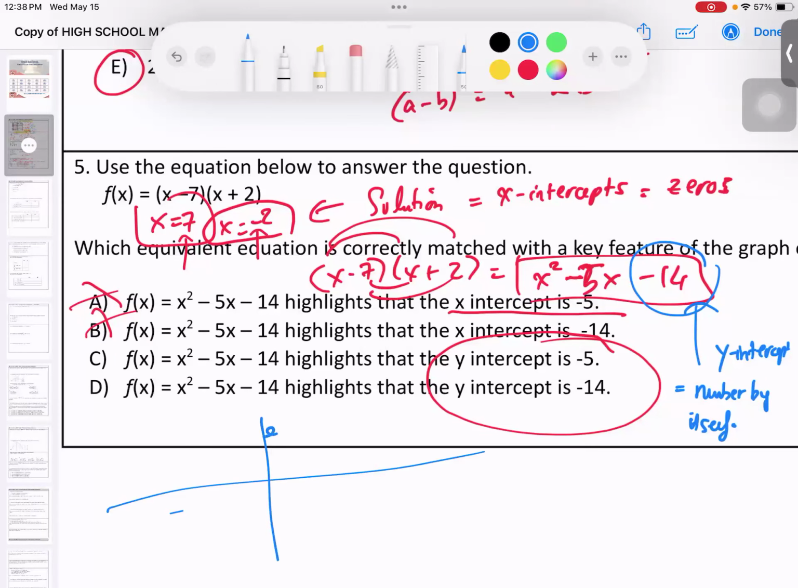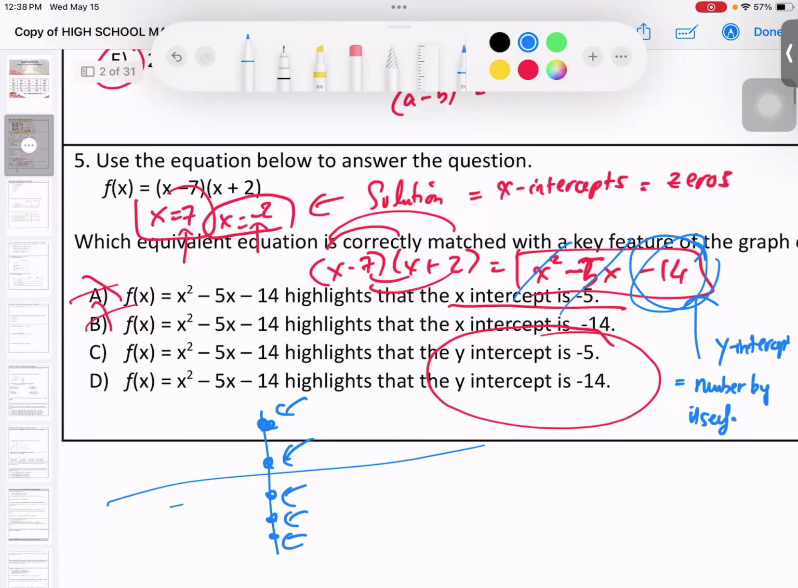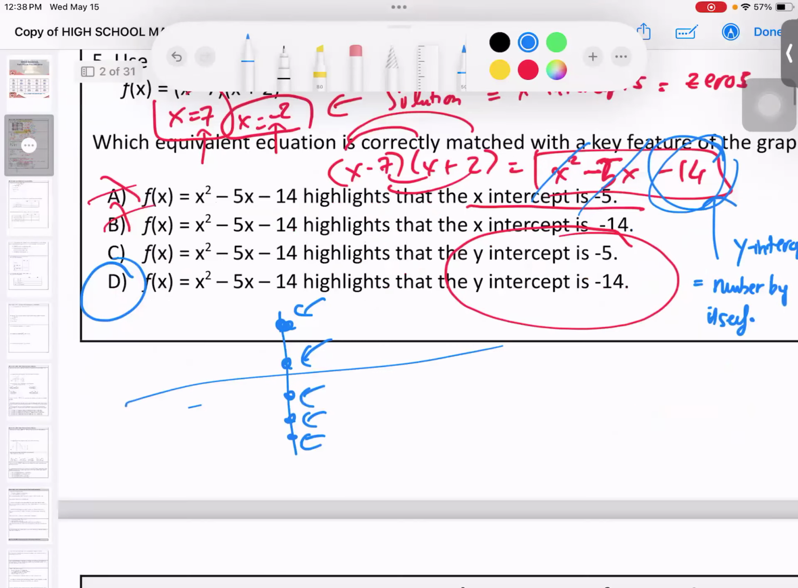Why? The point on the y-axis is here. That's the y-intercept. What is the value of the x for this point? Oh, 0. Okay. So when you plug in 0 into the x, this is gone, this is gone. That's why this is the y-intercept. If you understand, maybe you memorize more. So the answer is D.